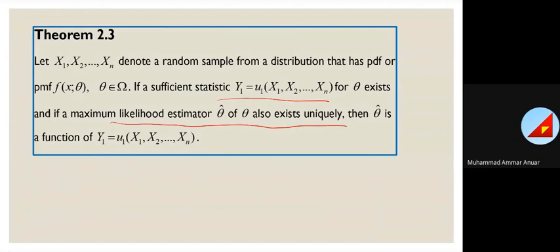So that means if we have a sufficient statistic Y1 for theta, and we also find the MLE, the maximum likelihood estimator theta hat, then theta hat is a function of the sufficient statistic. This theorem relates to this proof.